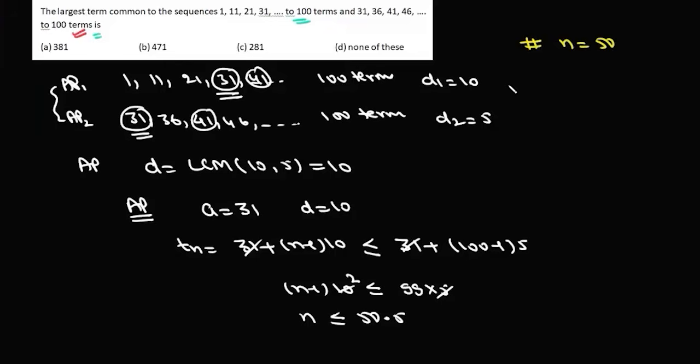So the highest value of n in this case will be 50. So the largest term which is common to both the series will be 31 plus (50 minus 1) into D. So this is 31 plus 490, which is 521, and that's your option D.